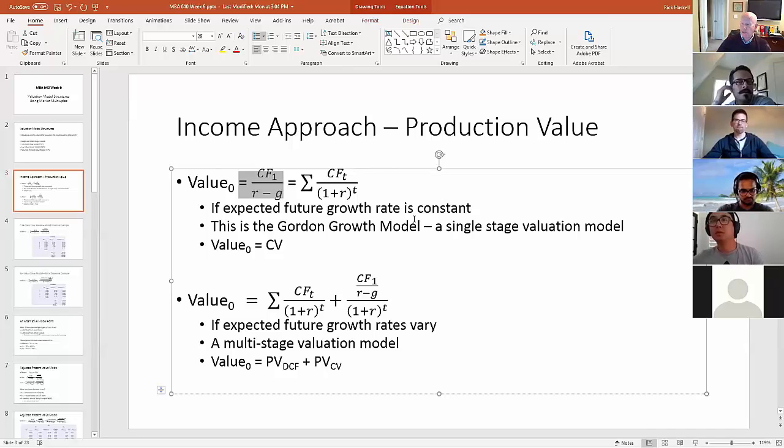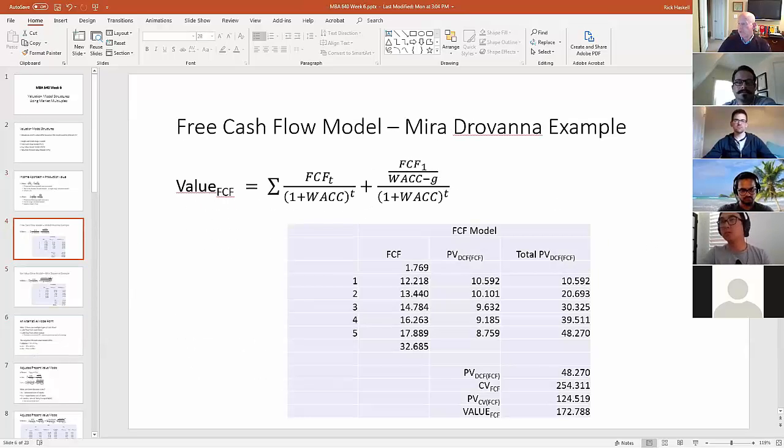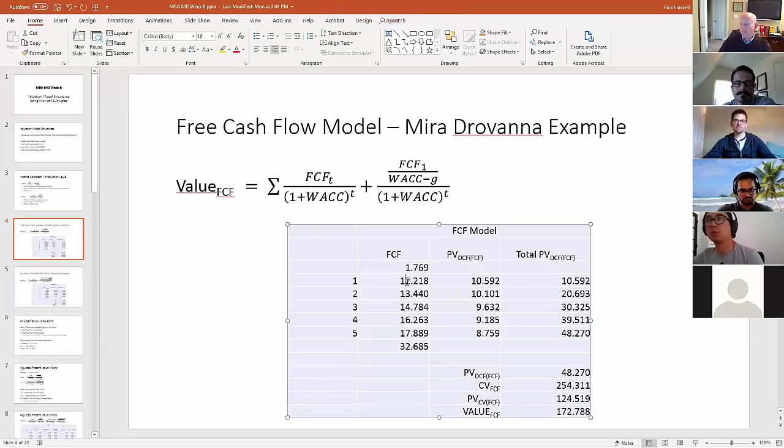Okay, good point. Well, as we continue on then, I walked you through an example using the Mira-Dravana case where we did a multi-stage model, which was the free cash flow model. So we have the various free cash flows that we have forecast, and you guys have just gone through, and these are the free cash flows you forecast without adjustments. We then took and discounted them. We summed those discounted free cash flows, and it gave us the present value of the discounted cash flows.